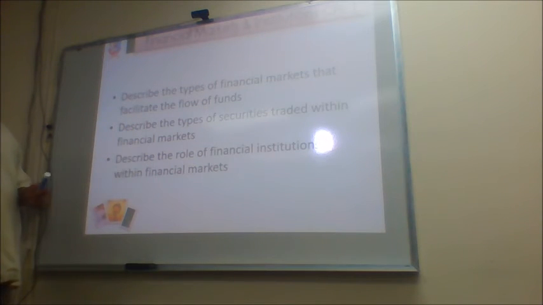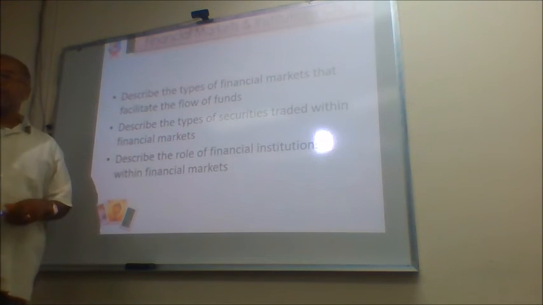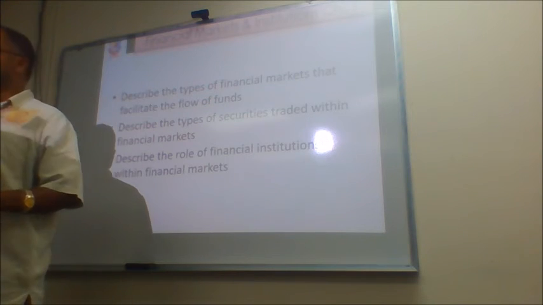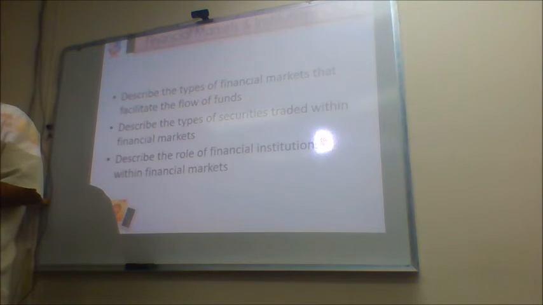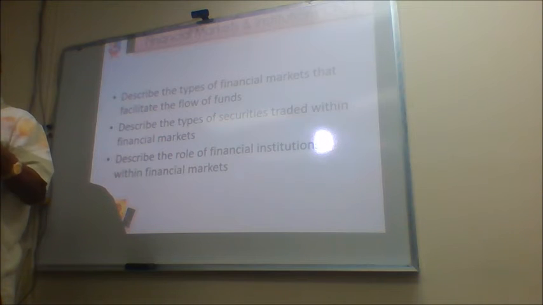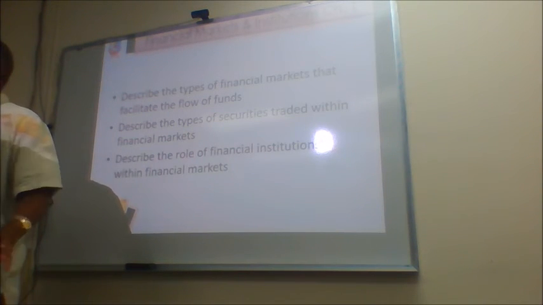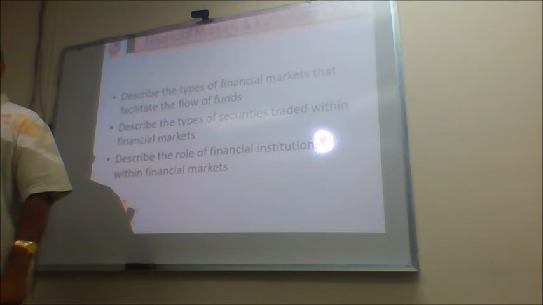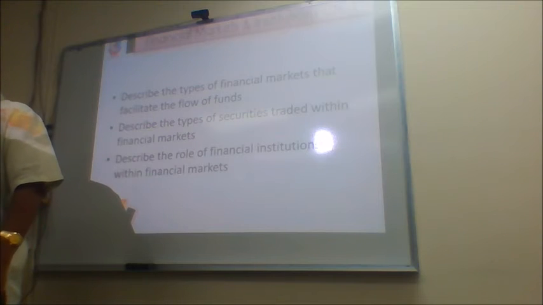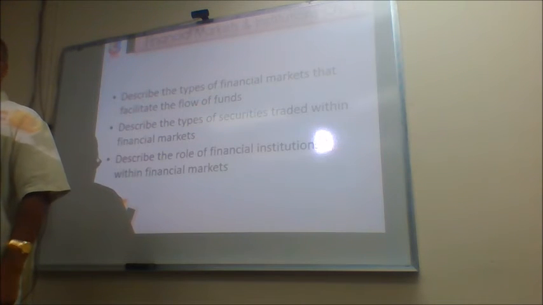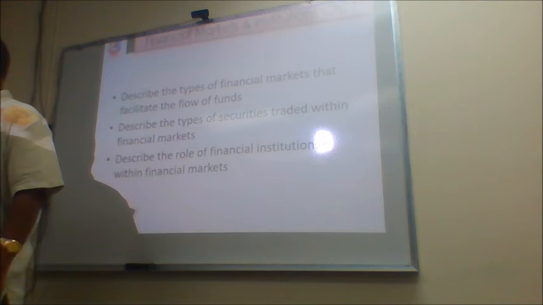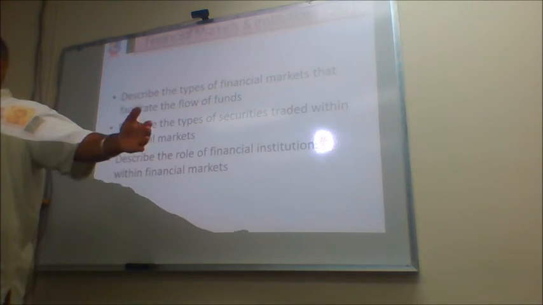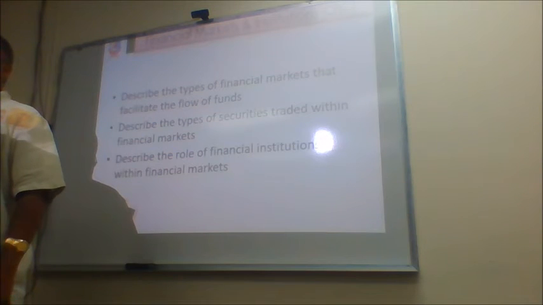Describe the type of securities traded within financial markets. Basically you have stocks and bonds. But really what it is, it's debt and equity. Now, what's debt? Debt is so straightforward, it's simple. I lend you the money, you pay me back, plus interest, on a particular time frame. Bonds are debt, only they're long term.